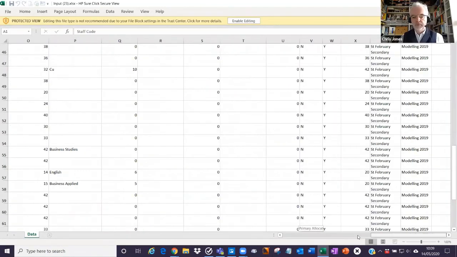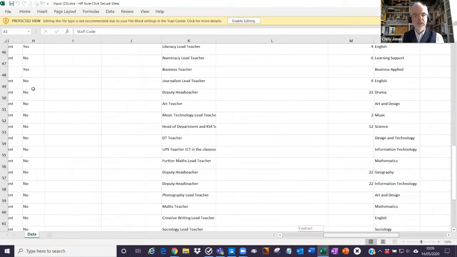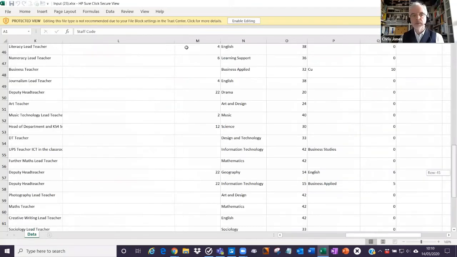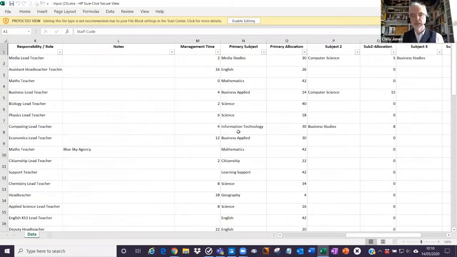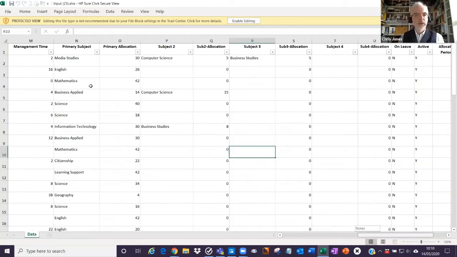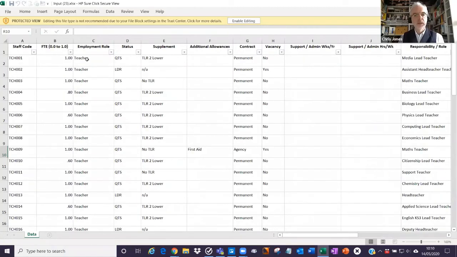So here you can see what teacher they are, but now we've got the management time. Sorry, I'll just take that back to the top. So we've got the management time, the subject, their primary subject, the allocation within that subject, the secondary subject and its allocation, the tertiary subject and the allocation, and the quad subject and their allocation. Now we've also got their full-time equivalent, and in this one you'll note that the allocated periods is, for some reason, right over the right hand side here. It's just the way it defaults on the table, but there you can see the calculated allocated period.